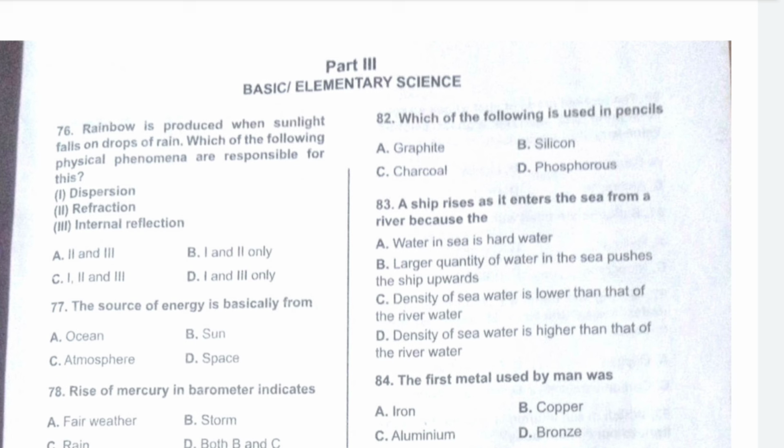76. Rainbow is produced when sunlight falls on drops of rain. Which of the following physical phenomena are responsible for this? Dispersion, refraction, internal reflection. The answer is C: 1, 2 and 3. The source of energy is basically from the sun. B.